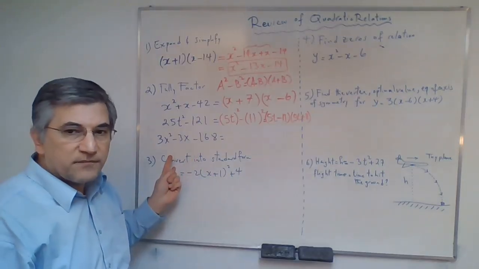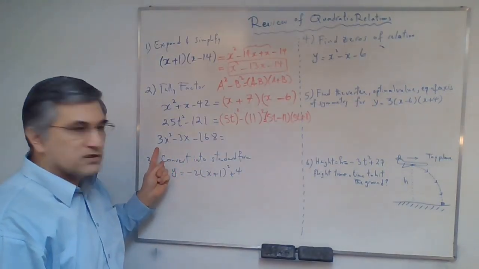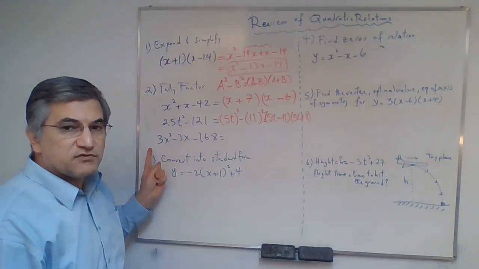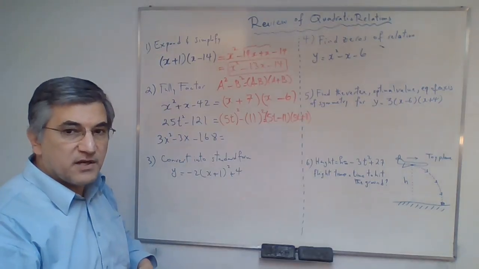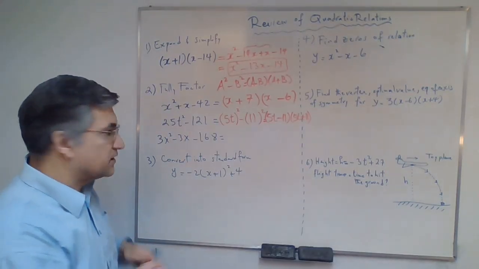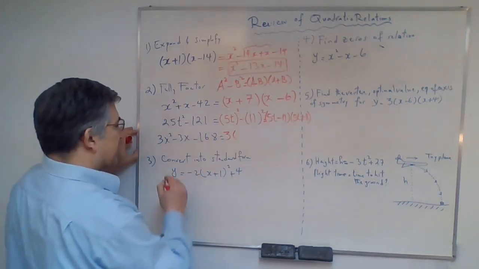This next trinomial, the first thing we have to notice perhaps is that there is a GCF, greatest common factor. So all of these terms have a factor of 3 in them. We have to factor 3 out first. This is the first thing we do in factoring questions.